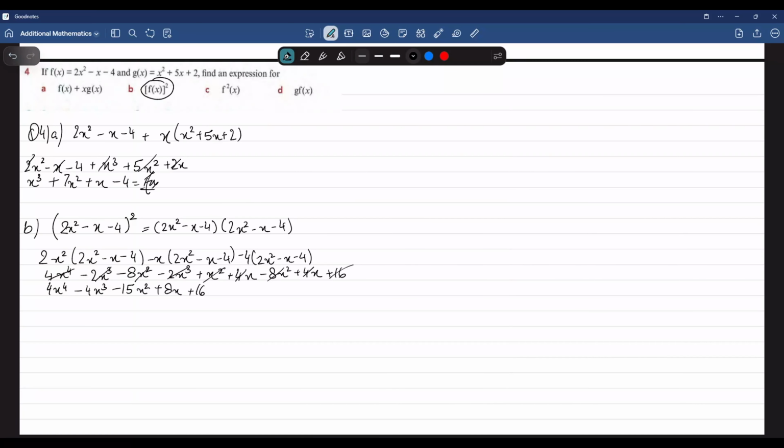Now proceeding on to part C, which is quite different. f squared x. Before we start this, I'm going to explain what this notation and terminology means. So basically, whenever you have something like f(x), take that right now.